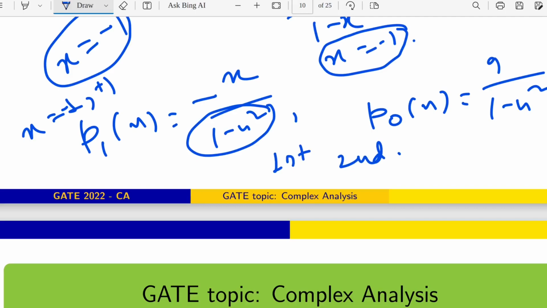Otherwise how can we tell whether it is giving a finite value or not? But only by seeing these expressions I can tell that x equals plus 1 and minus 1 are singular points. That I can tell. But which type of singular point it is, that I can't tell from that expression directly.